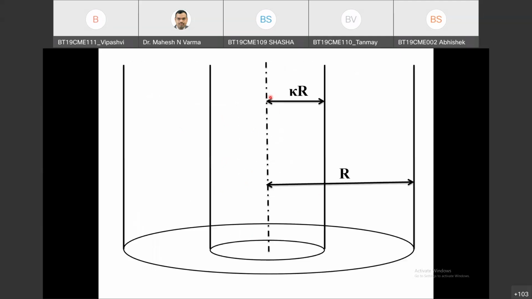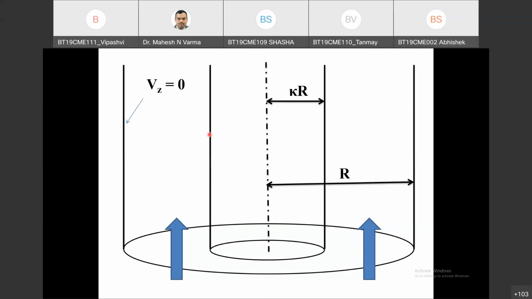Now this is kappa R. What is kappa R? This is the outer radius of the inner tube, kappa R, and this is the inner radius of the outer tube. I am discussing flow in this region. This is symmetric around theta, so whatever the flow characteristic here, the same will be in this region also because theta is round. So the flow is between kappa R and R. You can say flow is in the upward direction in this annular region.